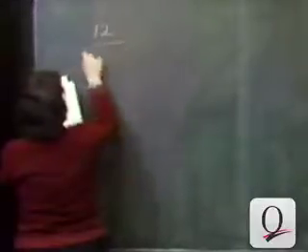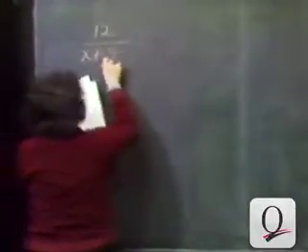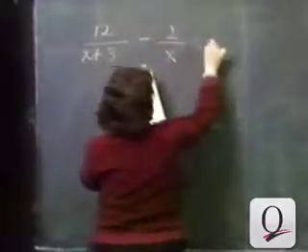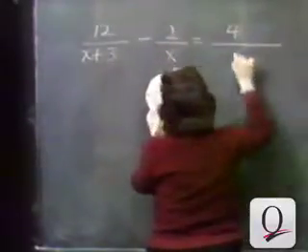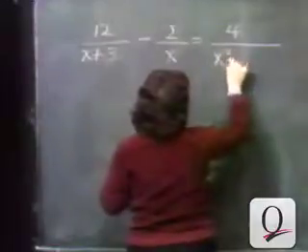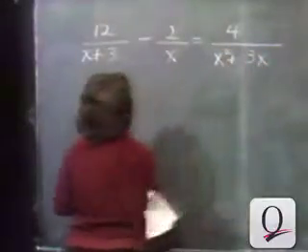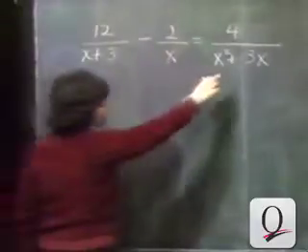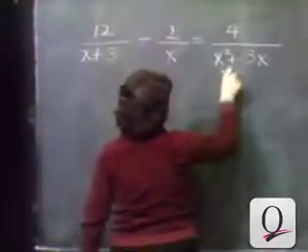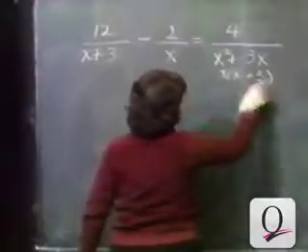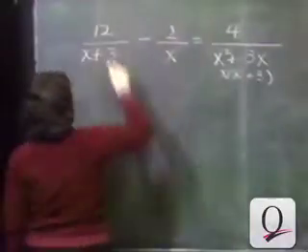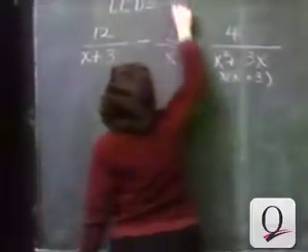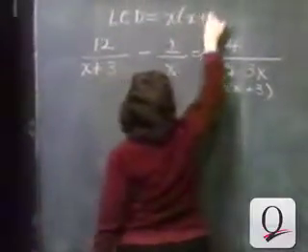12 over x plus 3 minus 2 over x equals 4 over x squared plus 3x. Once again, we want to factor all our denominators completely. This denominator over here factors into x times x plus 3. Our lowest common denominator is x times x plus 3.